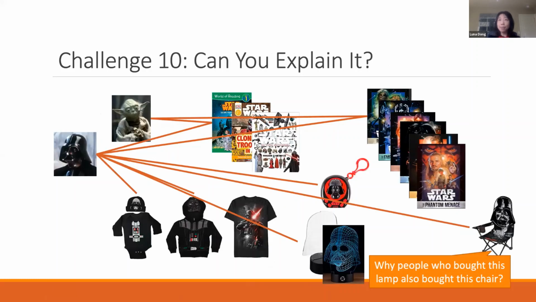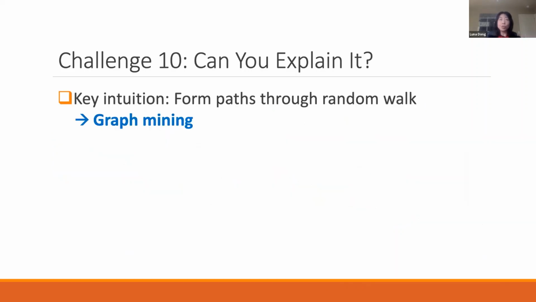Finally, can you explain it? So the next talk will be related to this. Knowledge graph has been getting a lot of attention in terms of interpretability, explainability, and so on. You want to explain some recommendations and some search results. This is something we're still working on, and the key so far is to form paths through random walk.